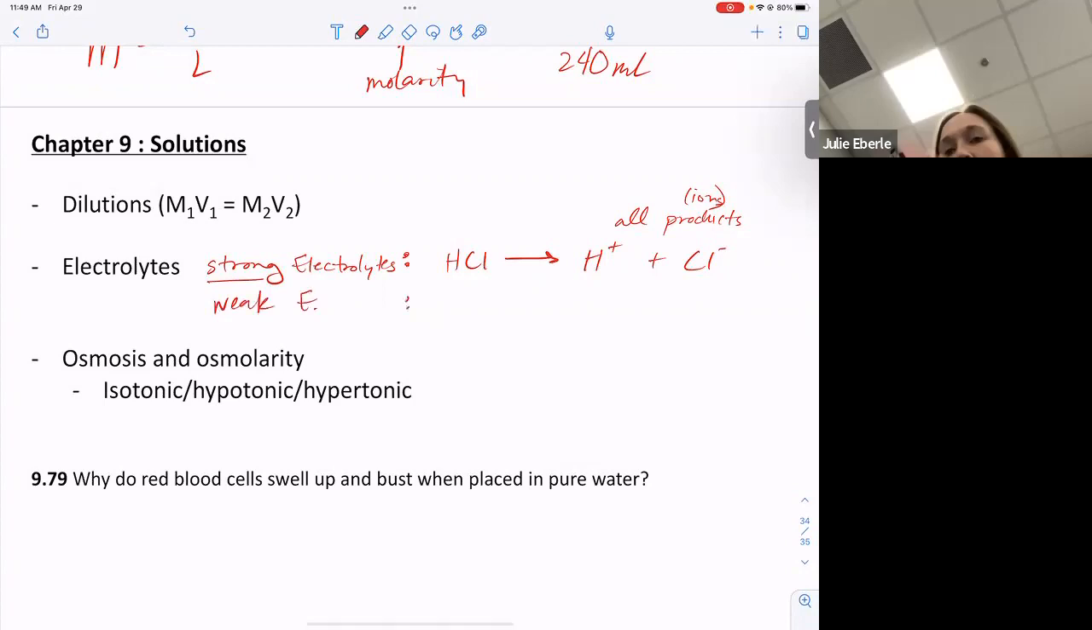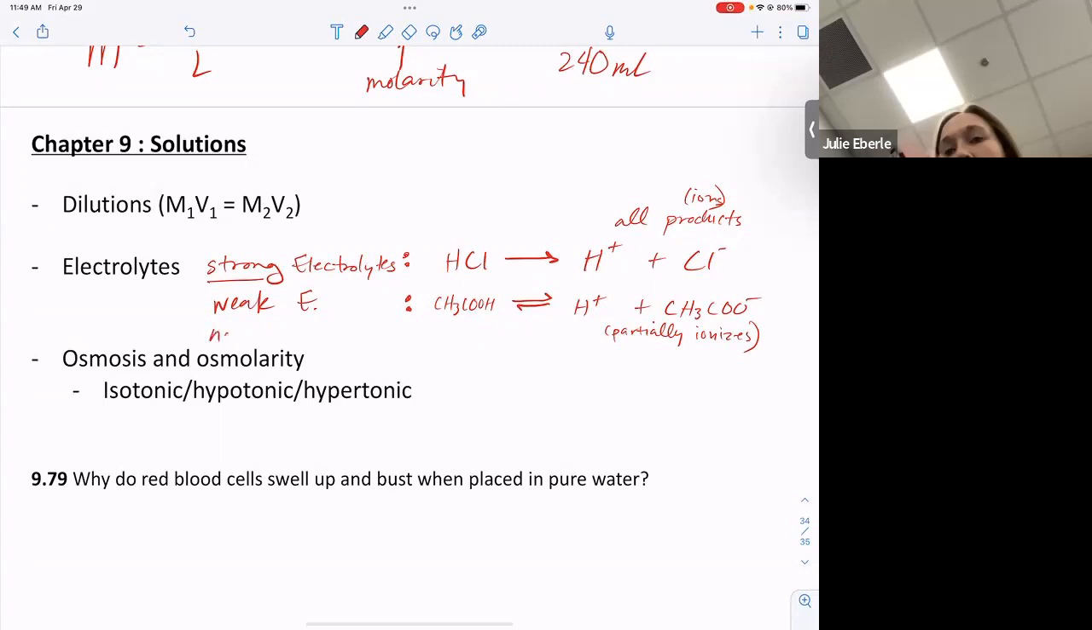A weak electrolyte would be something like a weak acid, which is a really good example. So acetic acid, CH3COOH. You're going to get a double arrow here. So it will only partially ionize into CH3COO minus, acetate, and hydrogen. Okay, so a strong electrolyte completely ionizes. A weak electrolyte partially ionizes.